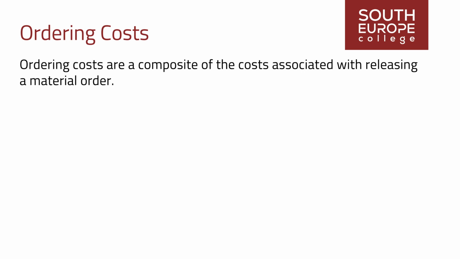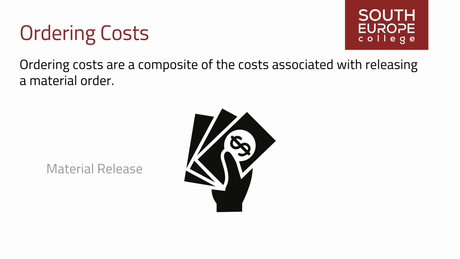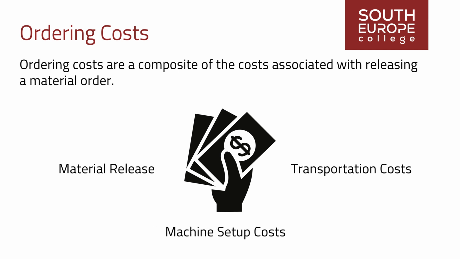Ordering costs are a composite of the costs associated with releasing a material order. These costs may include generating and sending a material release, transportation, and any other cost connected with acquiring a good. If a firm produces an item or good, the ordering cost may include machine setup costs.